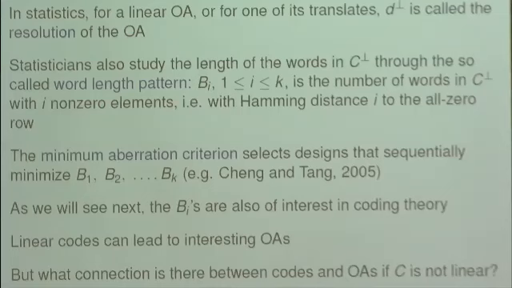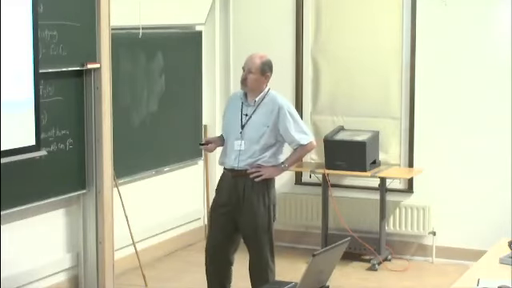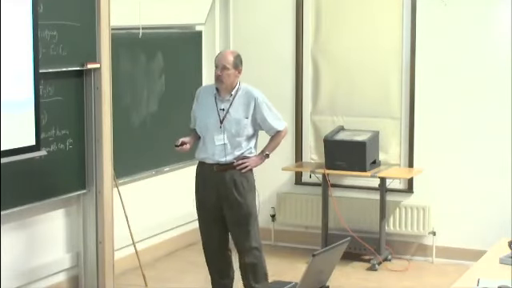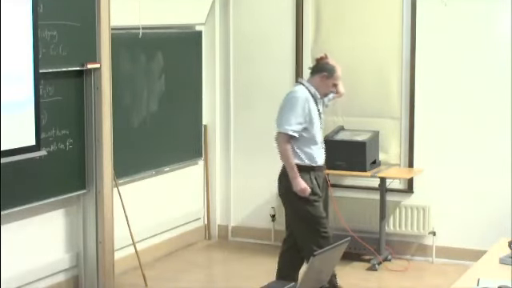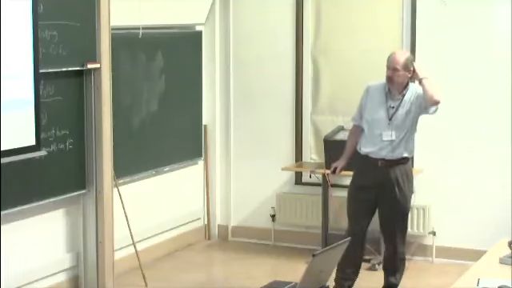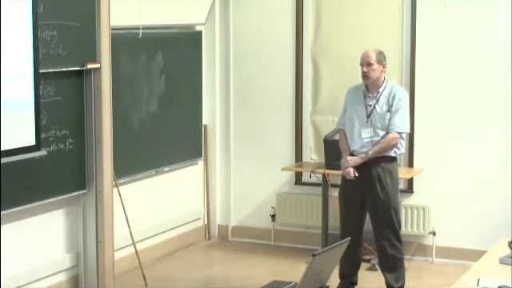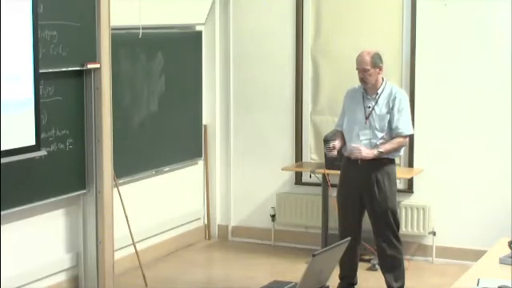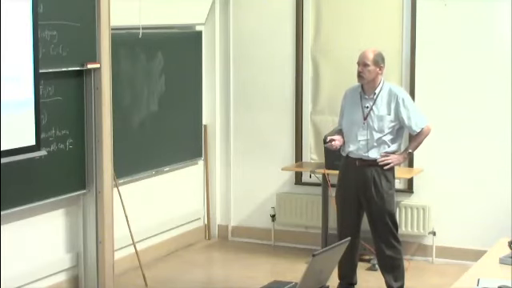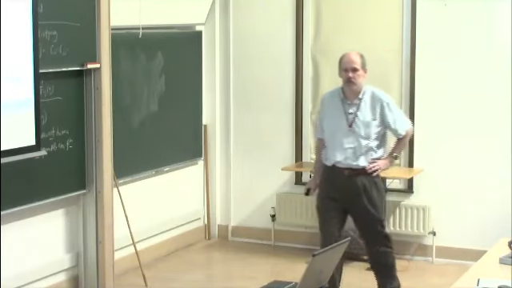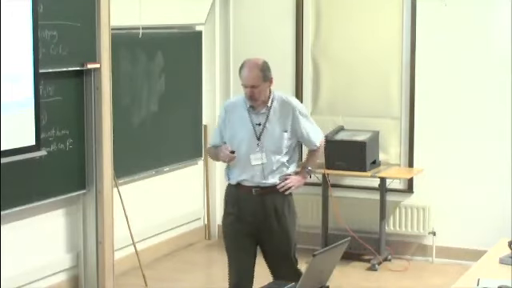So linear codes, as already mentioned, can lead to very interesting orthogonal arrays. But then, is there a connection that extends beyond linear codes? I mean, is there something where maybe statisticians can benefit from work in coding theory that goes beyond just looking at linear arrays? And the answer is yes, there is.